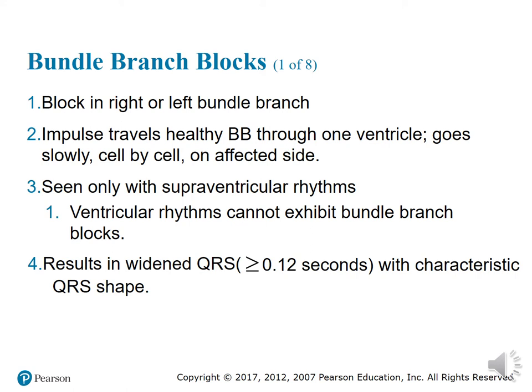In addition to what I said, the RSR interval and slurred S waves in 1 and V6, that's a right bundle branch block. If it's the left, you'll see that deep S wave in V1 and V3, the tall notched R wave in 1, AVF and V5 through V6, and there's no Q wave in 1, V5 or V6. Again, all this is just going to help you determine where your block is. Is it going to be on the right or is it going to be on the left?